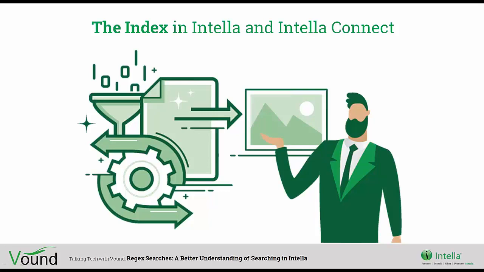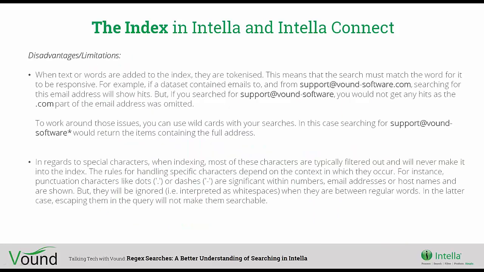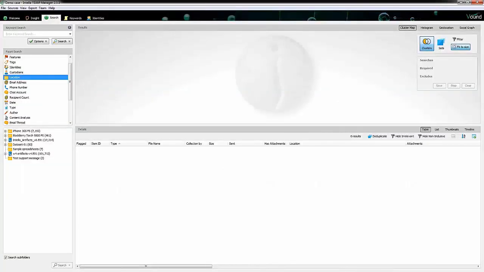Any text and or metadata from those items, when it's doing the processing, will go into the index. And the advantage of the index is that normal keyword searching, like we saw on the last slide with typing in our keywords and using our keyword lists, is very, very fast. In fact, it's almost instant. But there are some disadvantages and limitations. So what I might do is I'll just open up Intella and we'll talk about those.